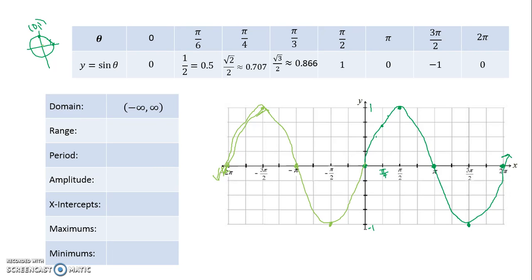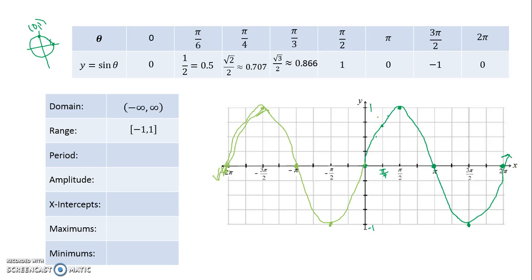For my range, that's what the output is. So the y values. So the lowest it goes is -1, the highest it goes is 1. And it does actually hit those points. So you're going to use brackets, -1 to 1.